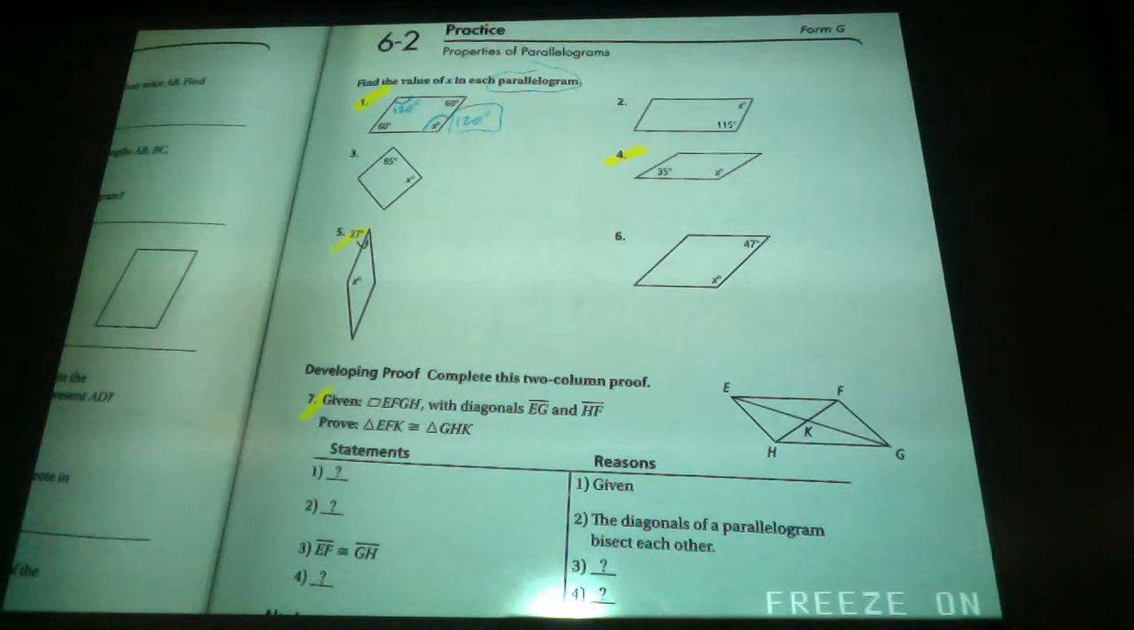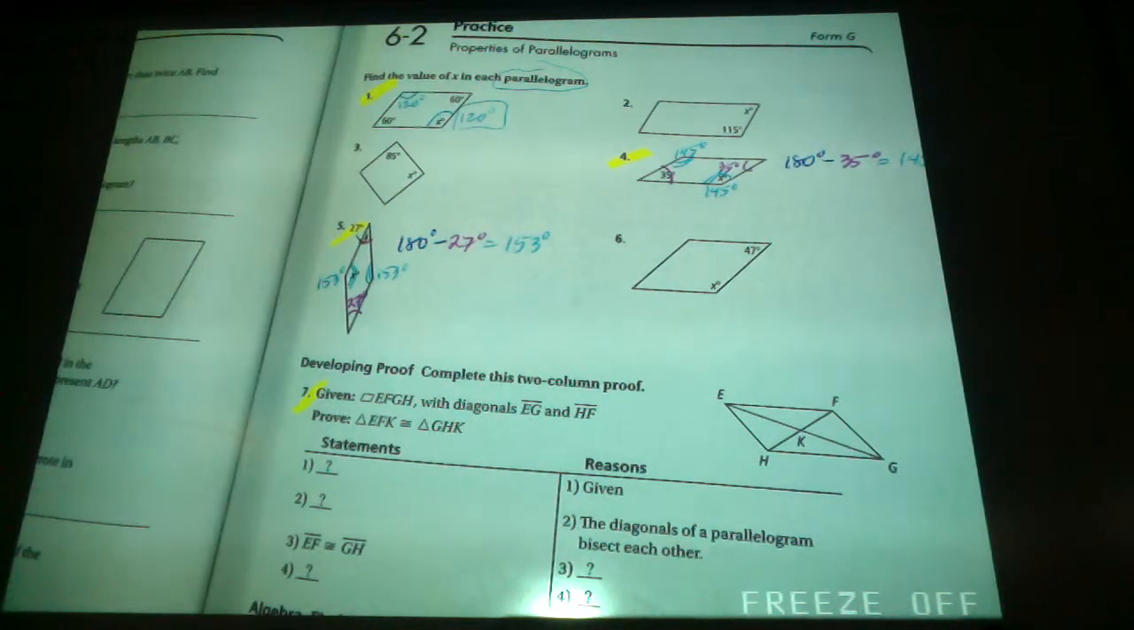So when you get your answers, I want you to share them with those around you. So you're only doing 4 and 5.